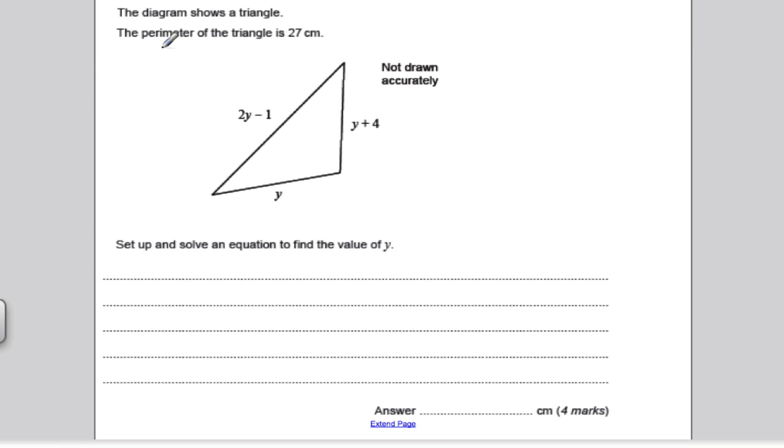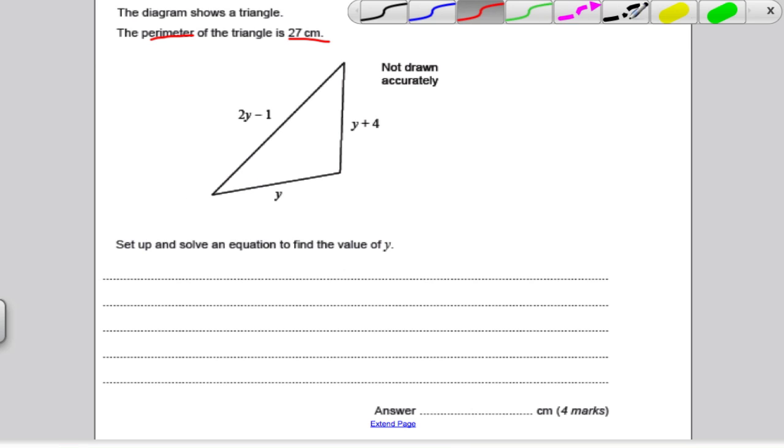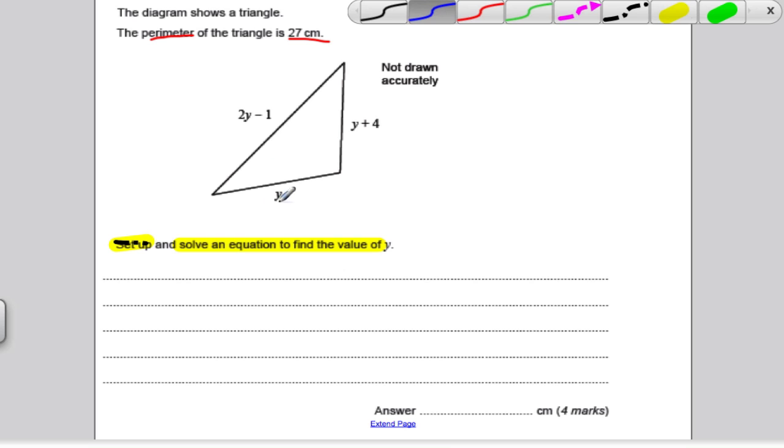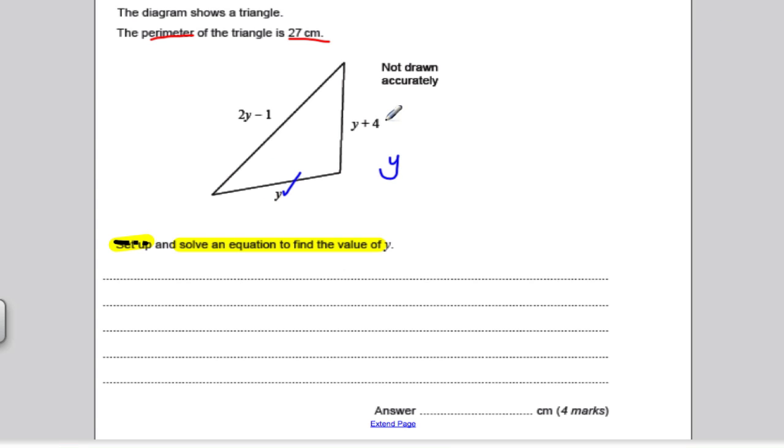Okay, a simple question here. It talks about the perimeter of the triangle being 27 centimeters. It tells you some algebraic expressions for the sides, and it asks you to set up and solve to find y. Okay, well, let's just do it very easy. Let's pick it off one by one. If we take that y and we add it to y plus 4, that side, and we add it to 2y minus 1, the length of the sides must add up to 27.